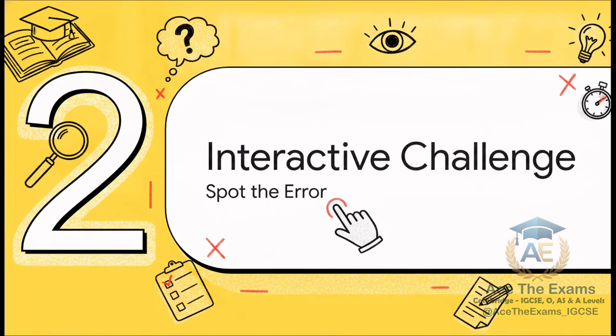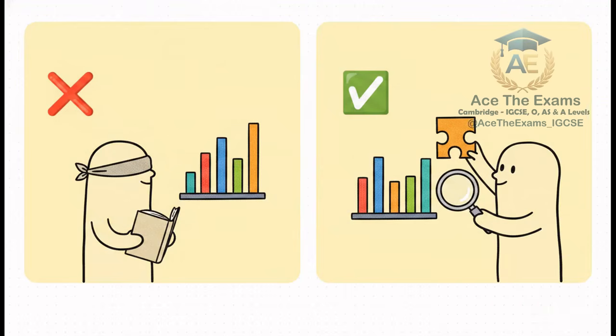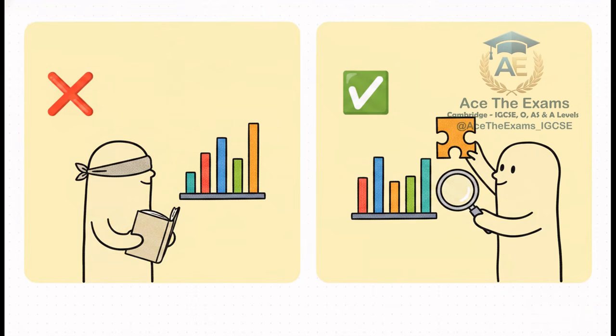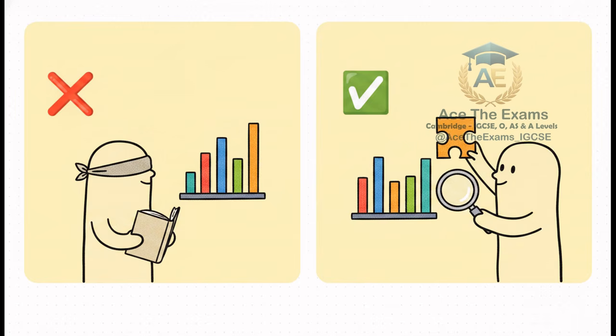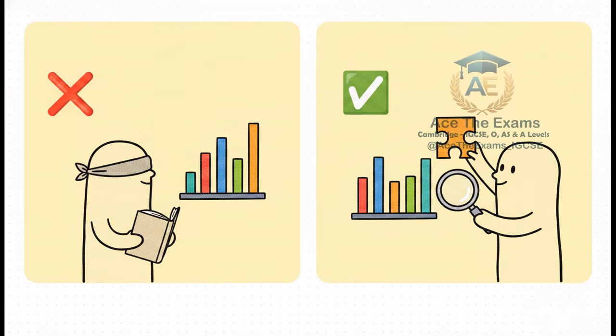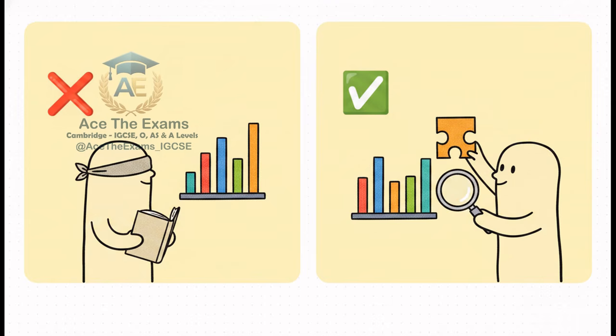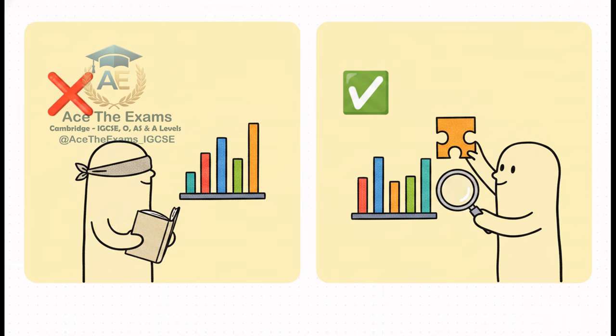Section 2. Interactive challenge. Spot the error. Okay, put your examiner hat on for a second and look closely at this real Cambridge-style exam scenario. The flawed answer simply recites the textbook definition of an amino acid structure. It mentions the amine group, the carboxyl group, and the central carbon. Great memory, sure, but a terrible strategy. It completely ignores the provided data table.